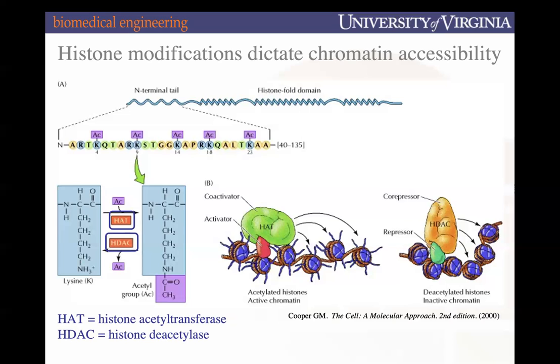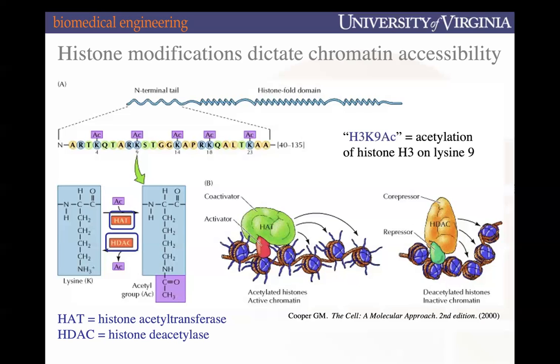So what's important to note here is that when you add an acetyl group, it's going to be changing the charge on the histone. It's going to be eliminating the attraction. It's going to neutralize the charge, and it's going to change how these tails on the histones behave, and it's going to end up opening the chromatin more. So one example of a histone modification here is a lysine being modified where an acetyl group is being added. That's going to open up the chromatin. The deacetylase is going to close the chromatin as it removes that acetyl group.